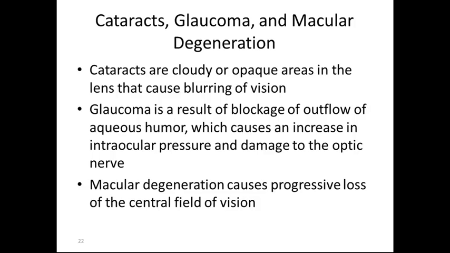Macular degeneration causes progressive loss of the central field of vision. So there is a black blotch in the middle of their central vision, but they can see everything out to the sides. There is no cure or treatment for this type of disease, and it can eventually lead to total blindness.